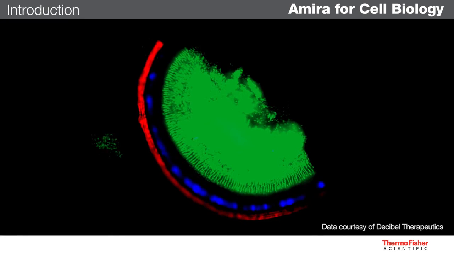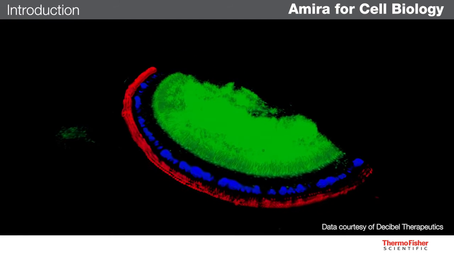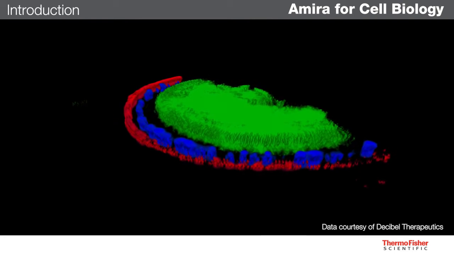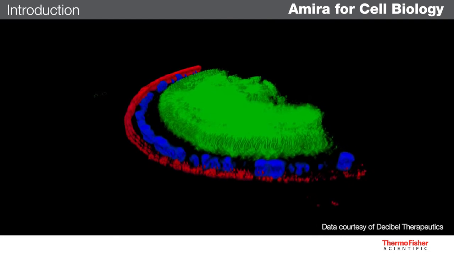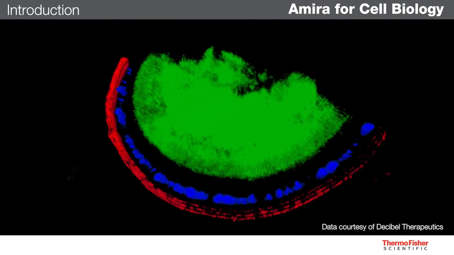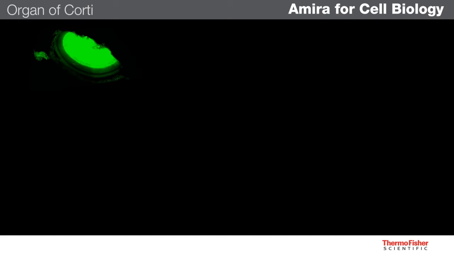Here we have a 3-channel 3D fluorescent image showing a section of murine cochlea. Our goal is to analyze the morphology of the organ of Corti, which includes inner and outer hair cells lining a basilar membrane. To start, we will separate each of these channels into their own 3D volumes.